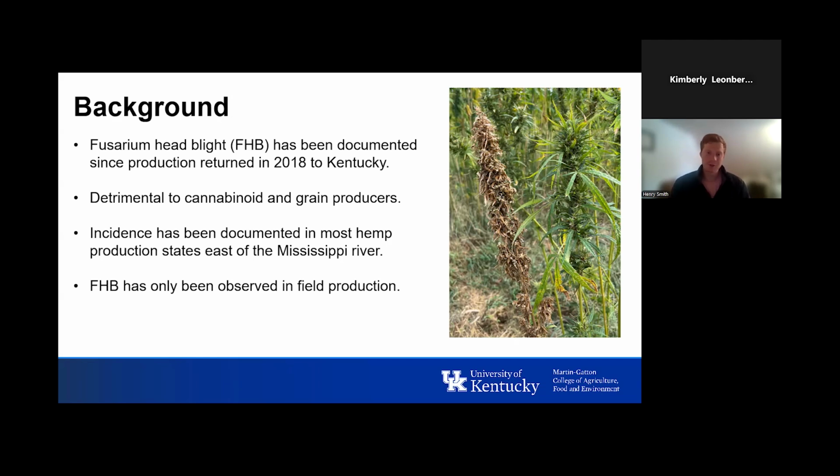And to your right there, you'll see a quick image of what a grain plant that is suffering from FHB looks like compared to a healthy plant. These are both the same cultivar. This was taken in one of our research trials this past year.